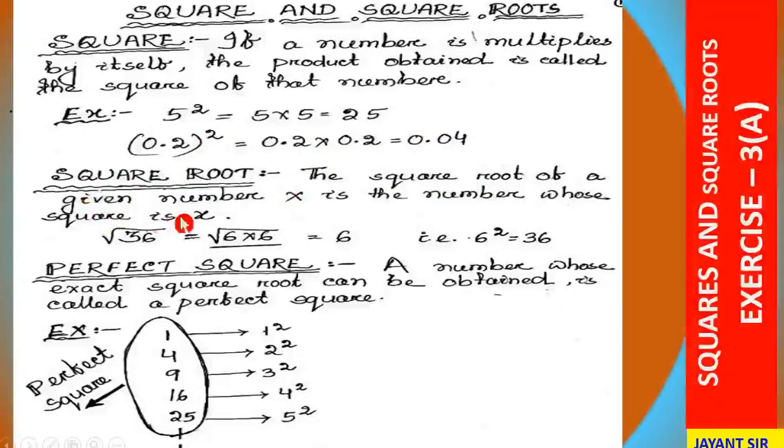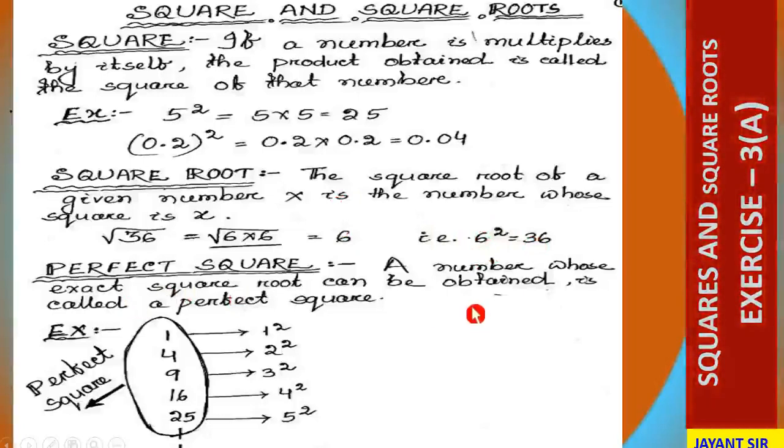Next, come to what is square root. The square root of a given number x is the number whose square is x. For example, root over of 36 can be written as 6 into 6, making one pair. Then from this pair we can take one 6, that is 6 6 36. Then we can say that 6 squared equals 36.